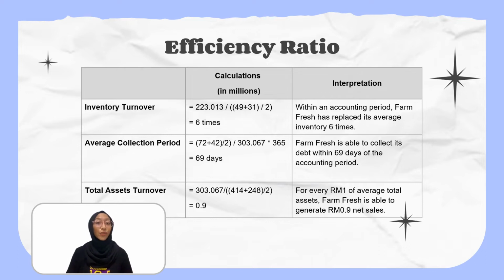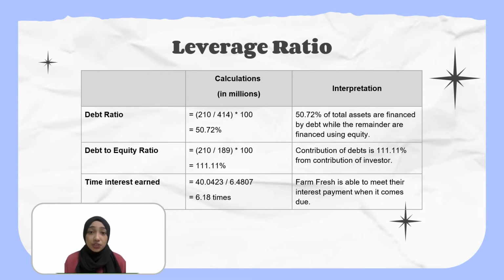While for the average collection period, we divide average account receivable by credit sales. Then, the answer will be multiplied by 665 days and we get 69 days. This means Farm Fresh is able to collect its debt within 69 days of the accounting period. And lastly, to get total assets turnover, net sales will be divided by average total assets and the answer is 0.9. We can interpret that as for every RM1 of average total assets, Farm Fresh is able to generate 90 cents of net sales. Well, let's proceed with the leverage ratio.